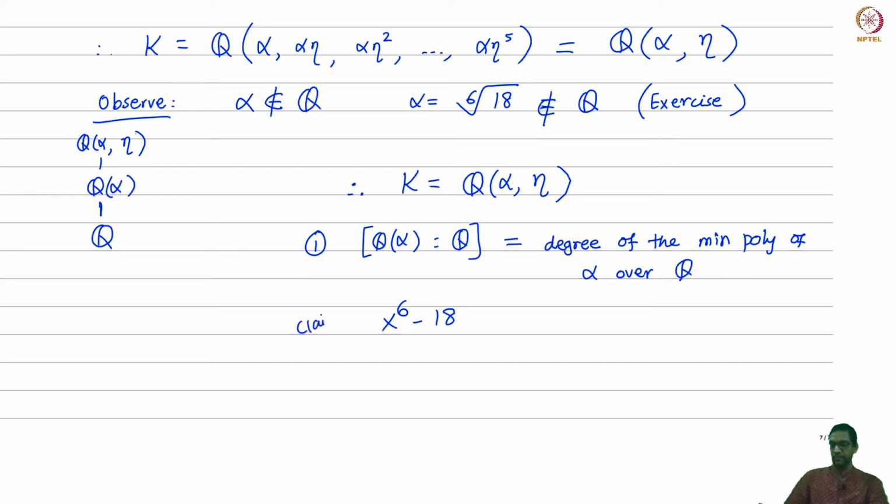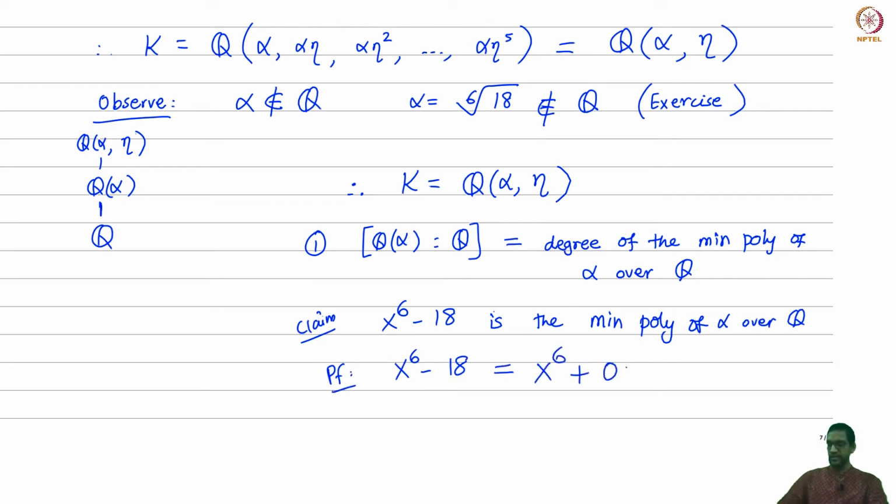I claim this is the minimal polynomial of alpha over Q. Okay, why is this? Well, all I have to show is that this polynomial is irreducible, because I already know that alpha is a root of this polynomial. So proof, just need to show this is irreducible. So x to the 6 minus 18 I claim is irreducible by a simple application of Eisenstein's criterion.